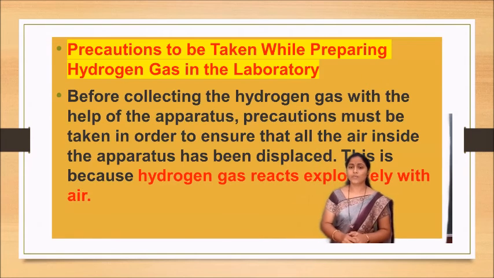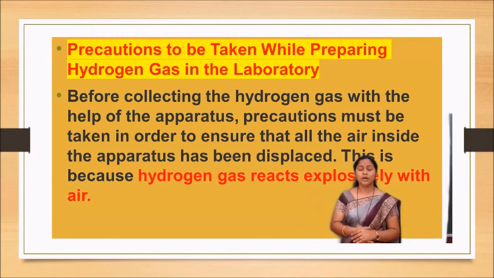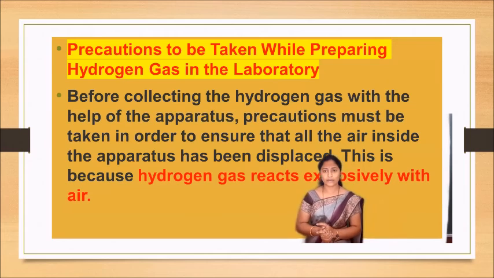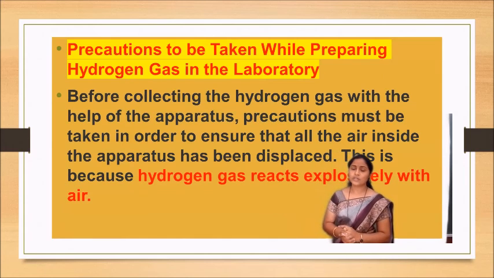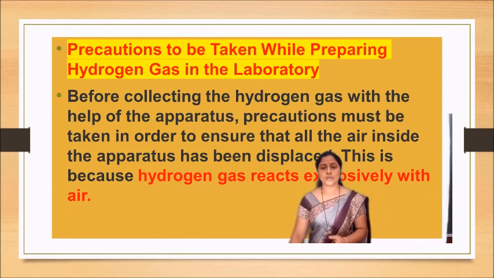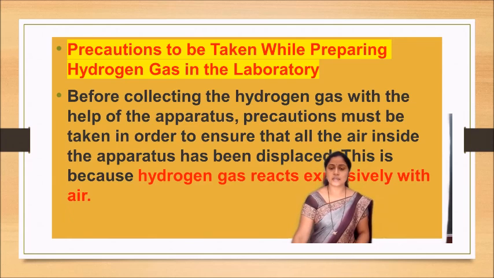Now, one important thing is which precaution we have to take during the preparation of hydrogen gas in the laboratory. As I told you, hydrogen gas is a flammable gas. It reacts with oxygen and catches fire. So we have to remove all the air which is present in the cylinder, and then such a cylinder we can use for the collection of hydrogen gas. This is the most important thing during the preparation of hydrogen gas. So this is about the preparation of hydrogen gas in the laboratory.